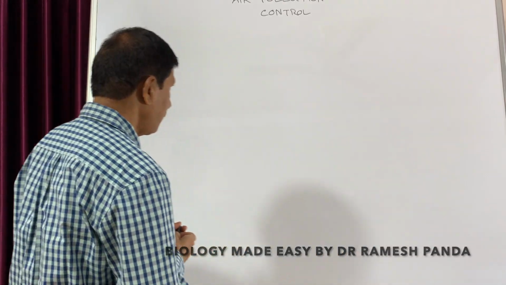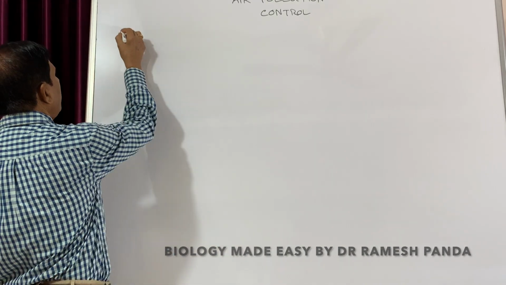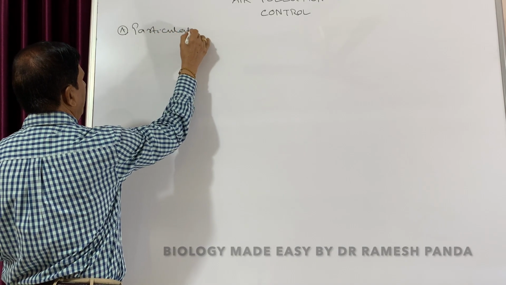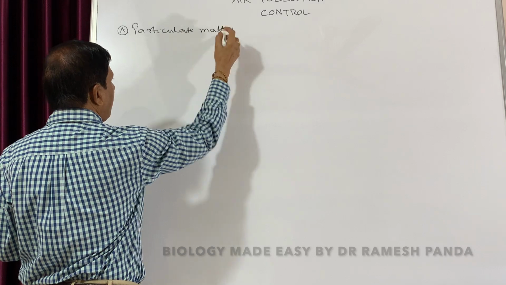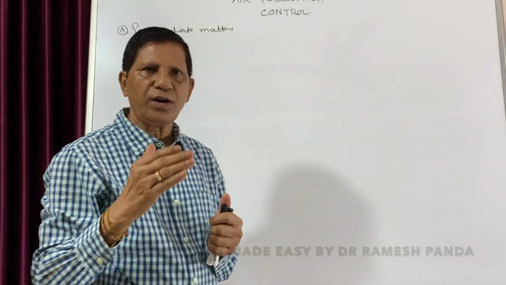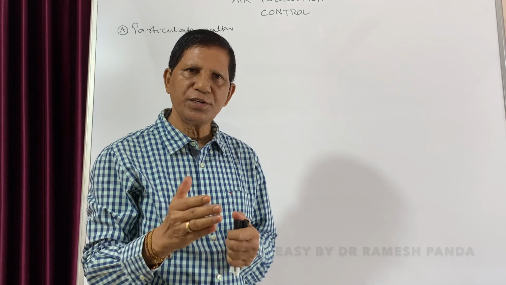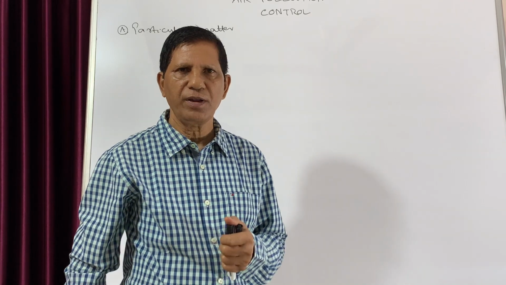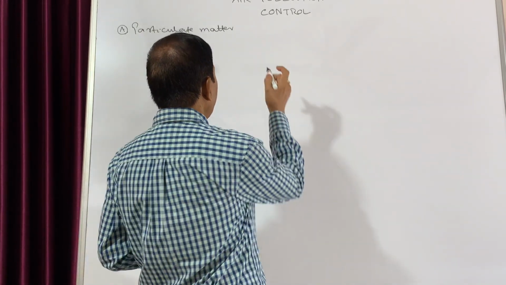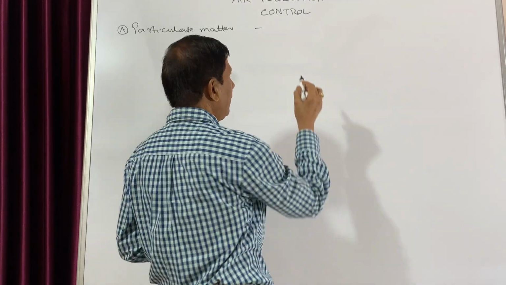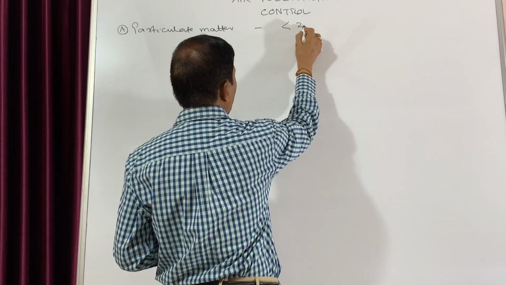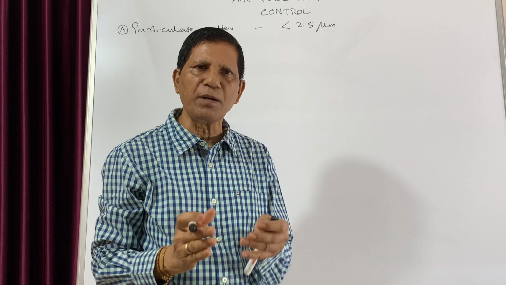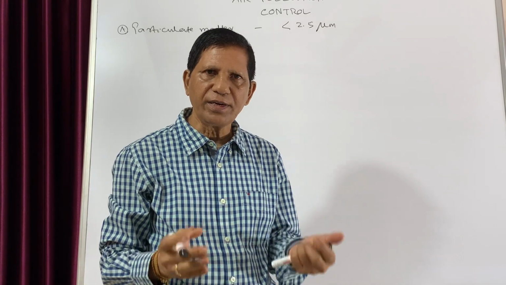So first we'll discuss particulate matter. Usually the particulate matter includes aerosols, dust, mist, spores, pollen grains and even smoke. When the size of this particulate matter is less than 2.5 micron, it is very, very dangerous and causes a lot of harm even to human beings. So how can it be controlled?